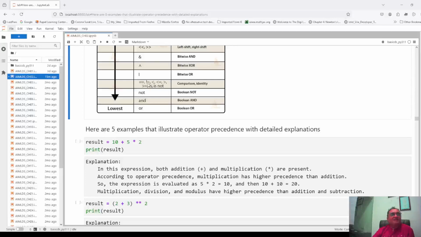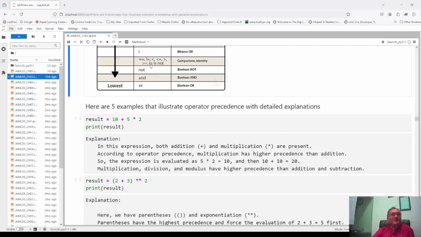Equals equals, not equals, less than or equal to, greater than or equal to, is and is not. We have seen that is and is not are used to check whether two variables have the same memory location or not. Those who are not clear can see the lecture before, not the previous one, but the one previous to the previous one. Then boolean not and all these will also be required.